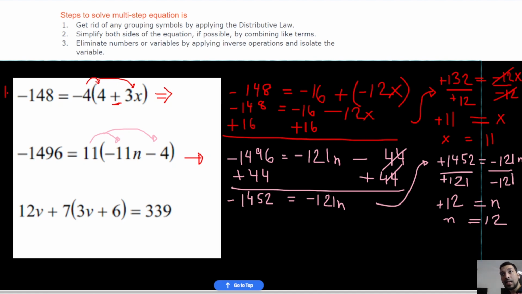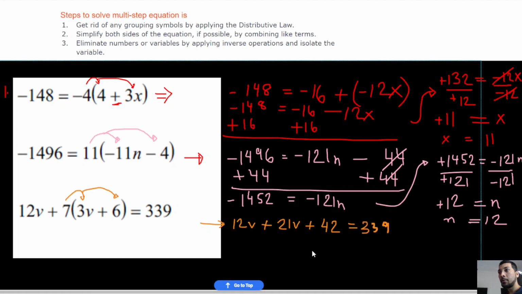Now let's look at this last problem here. We have 12v plus 7 within parentheses 3v plus 6 equals 339. So first I need to get rid of this grouping symbol, which is this parenthesis. So multiply this 7 with 3v and 6. So we get 12v plus 7 times 3v, that is 21v, plus 7 times 6, that is 42, equals 339.